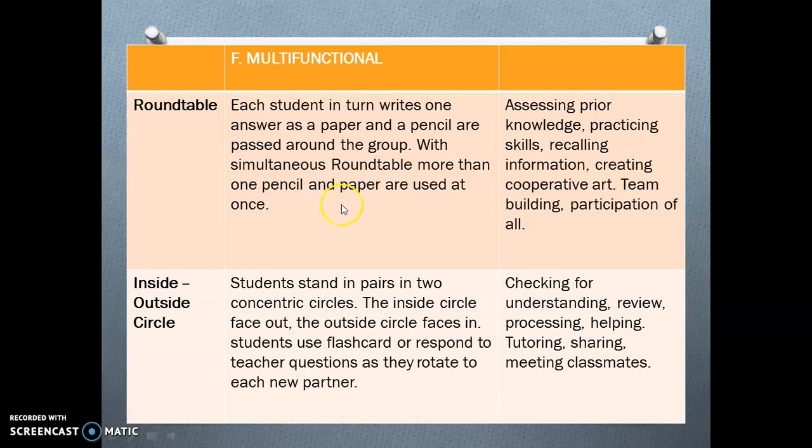So, next is, inside outside circle, but we will discuss this in the next video since our time limit is now up.